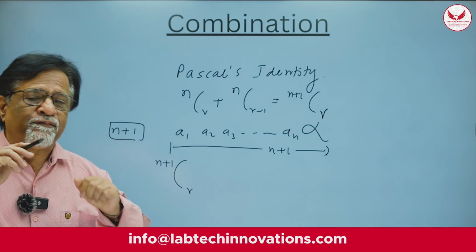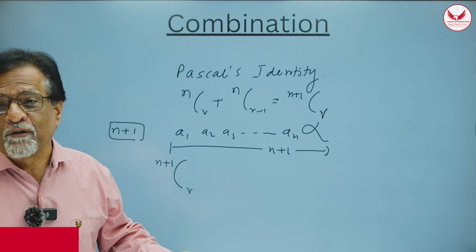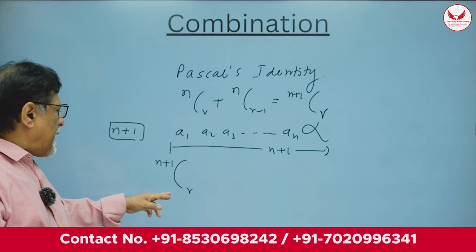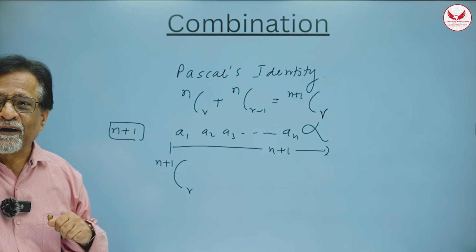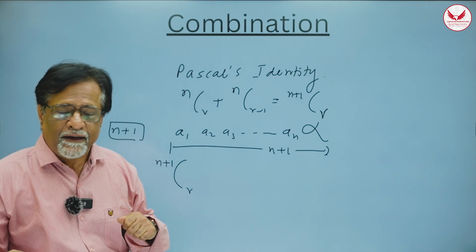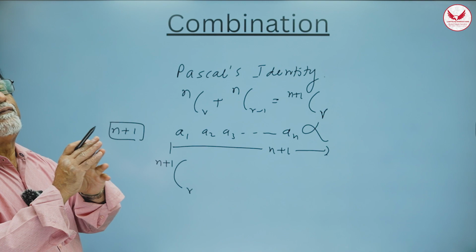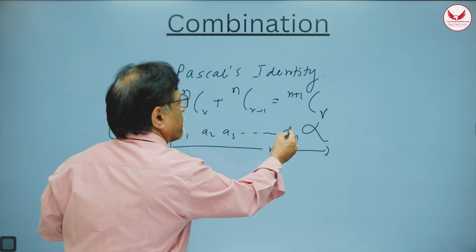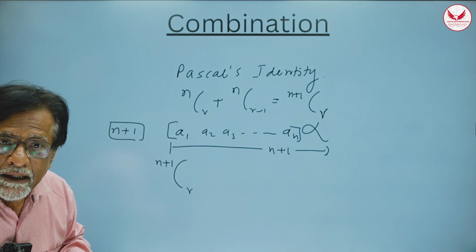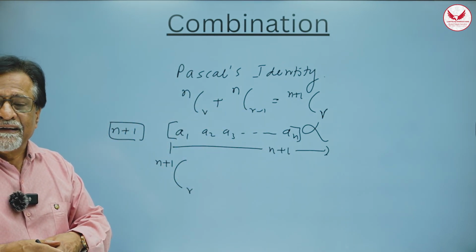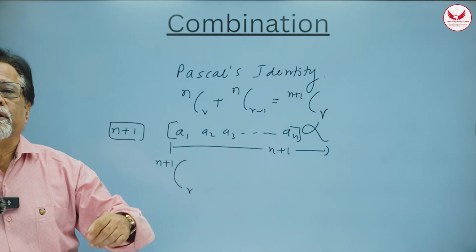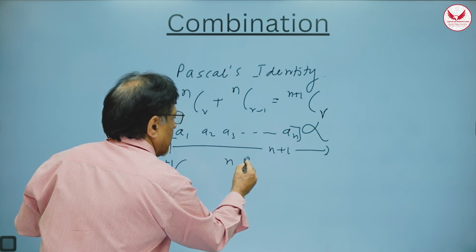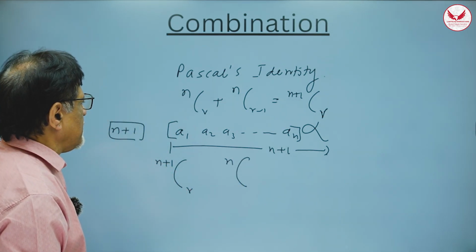Suppose I include alpha in them, then how many combinations are possible? Now, since I am including alpha, that means I don't have to select r. I have to select now only r minus 1 objects, correct? So if I select alpha, how many objects are left to be selected from? Alpha is already selected, therefore there are only n objects left to be selected from. So that can be done in nC(r-1) ways.